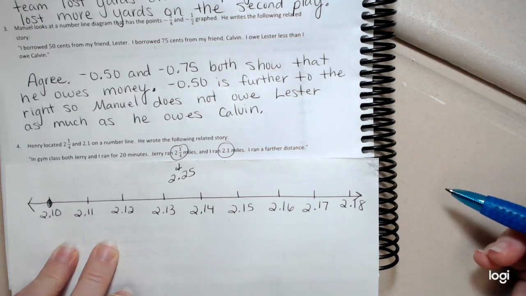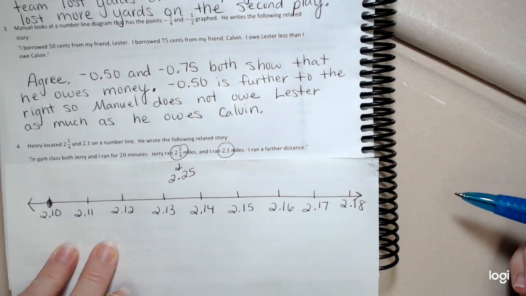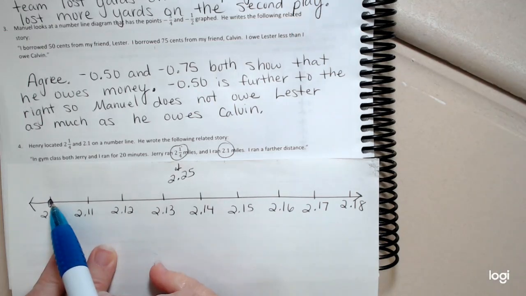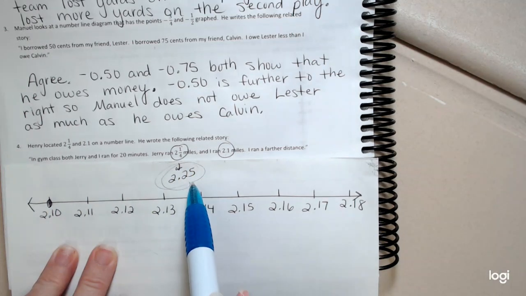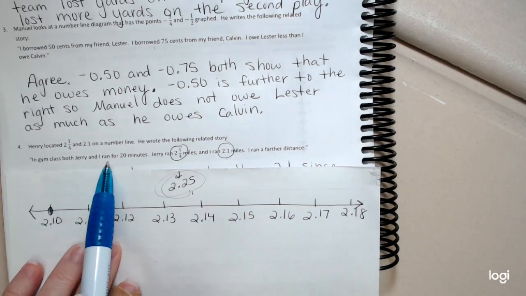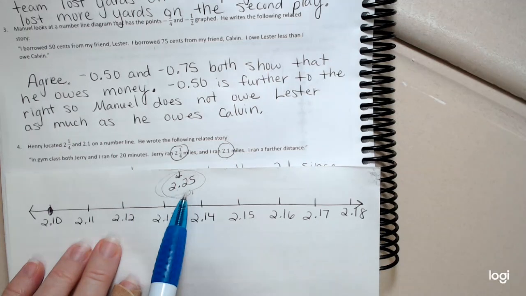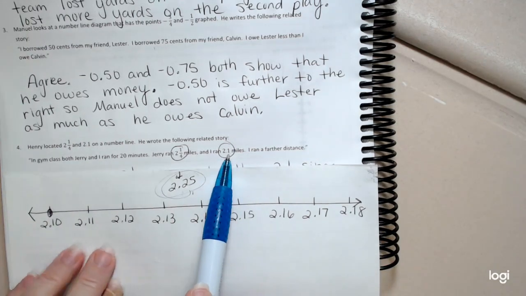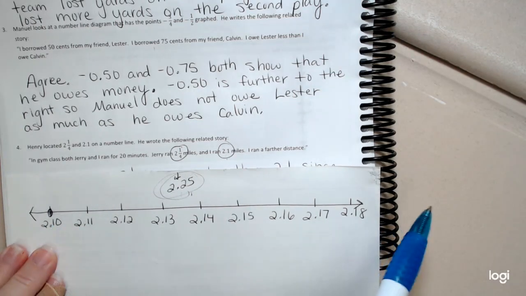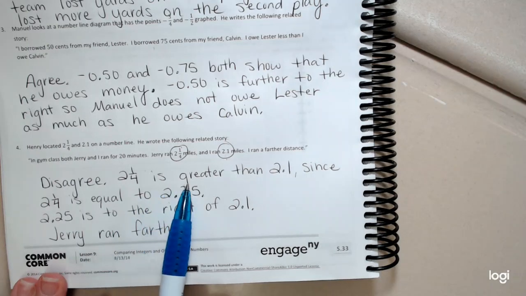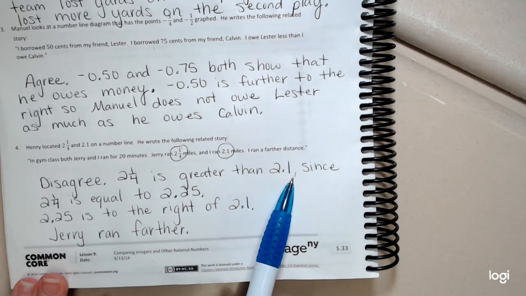So from what I know about number lines, the dot that's further to the right is larger than the one that's furthest to the left. So this number is larger than that. So when it says in gym class, both Jerry and I ran for 20 minutes. Jerry ran this and I ran this. I ran further. Well, I just proved to you that 2.1 is not further. So I said, no, we disagree. 2 1/4 is greater than 2 1/10.